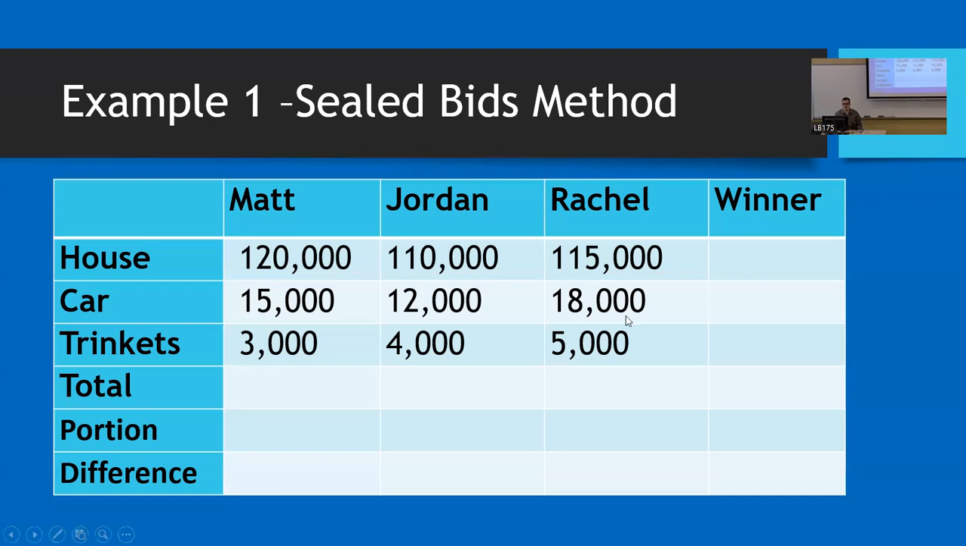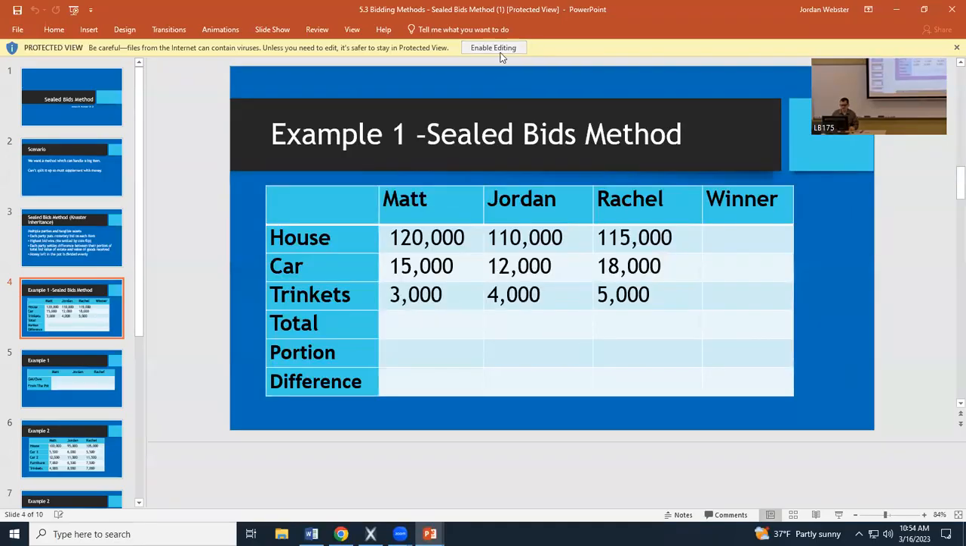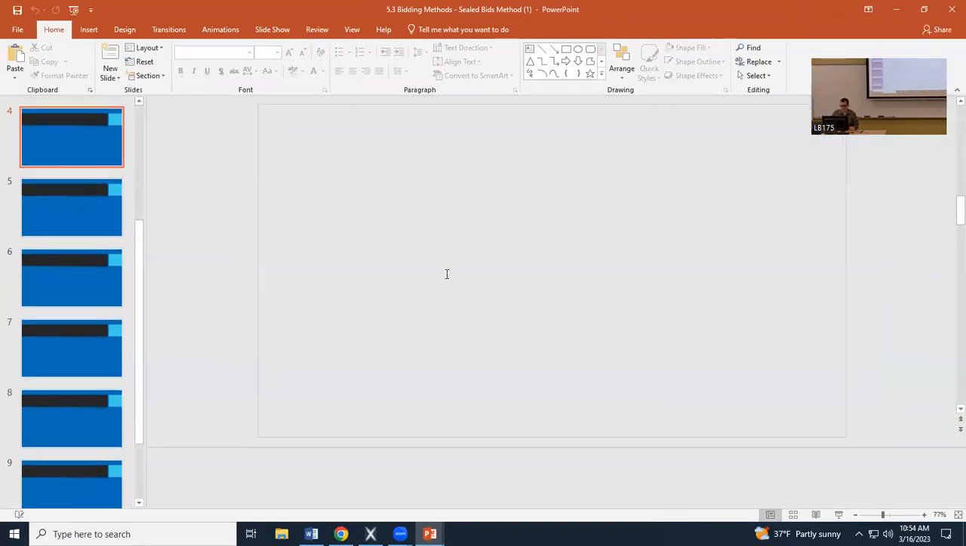Rachel bid the most on the car. She bid 18,000 on the car. And Jordan bid less. And then Rachel bid the most on the trinkets too. She bid 5,000 and Jordan bid less.